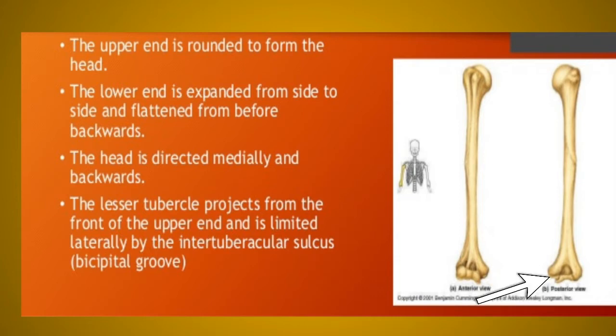Of course, you can see that the bone in this figure is the right-handed humerus bone. How? Because the medial epicondyle here is expanded, the head is rounded, the lower end is expanded, and the lesser tubercle is present in front. So this bone is the right hand humerus bone.